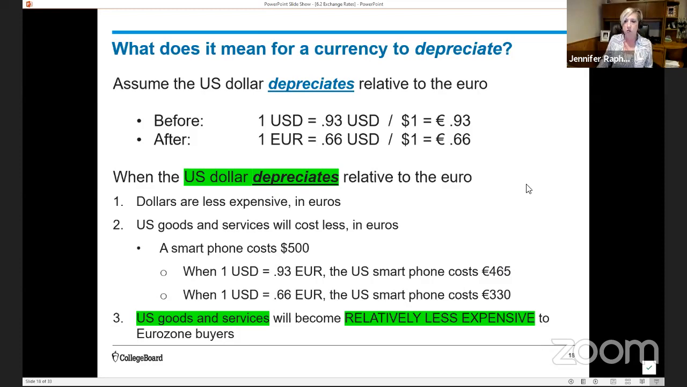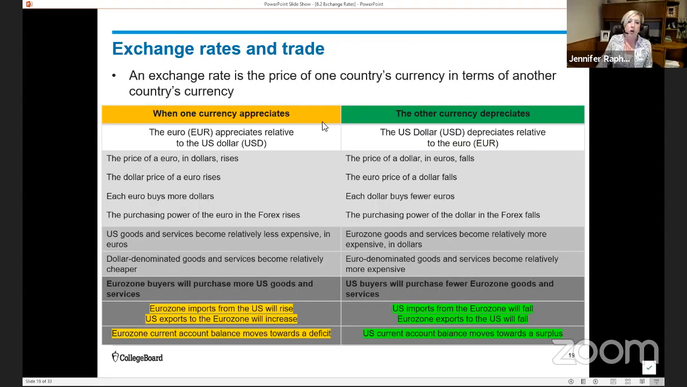Okay, so those are the conclusions we need to reach. Now I'm going to put all of this together in a summary. When one currency appreciates, the other currency depreciates. We're going to continue with our example. The euro appreciates relative to the US dollar, which means the dollar depreciates relative to the euro. In this light gray here, these all say the same thing. These are all different ways of expressing in words an appreciation in the value of the euro relative to the dollar. The price of a euro in dollars rises, the dollar price of a euro rises, each euro buys more dollars, and the purchasing power of the euro in the foreign exchange market rises.